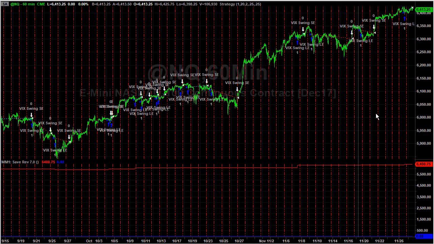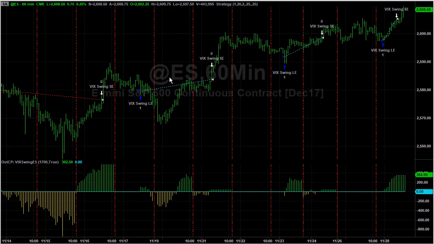Yesterday we went over the money management algorithms, the VIX swing for the E-mini S&P. That just took a trade today. I'm going to show you that trade. Here is the trade, and now we're going to go over the E-mini Nasdaq version of this strategy.